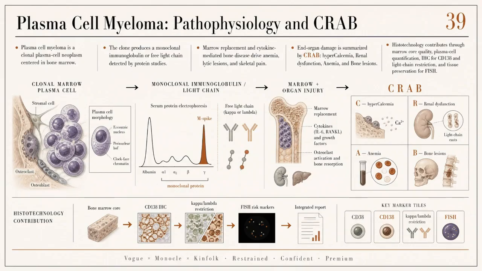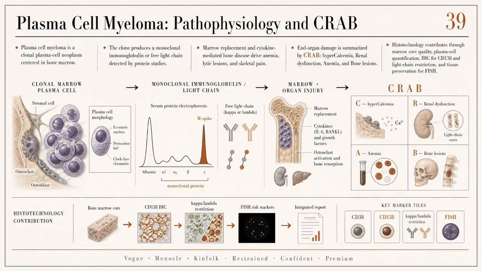These neoplastic plasma cells produce a monoclonal immunoglobulin, often referred to as the M protein, which can be detected in serum or urine. Understanding the pathophysiology of this disease and its clinical manifestations is critical, not only for accurate diagnosis, but also for guiding specimen handling and ancillary testing workflows in the histology laboratory.